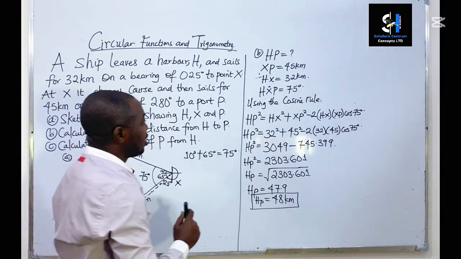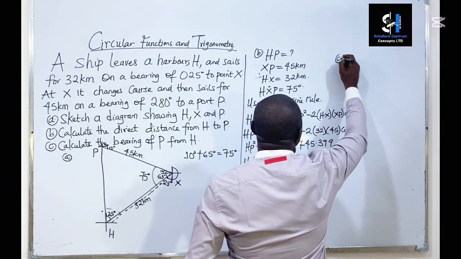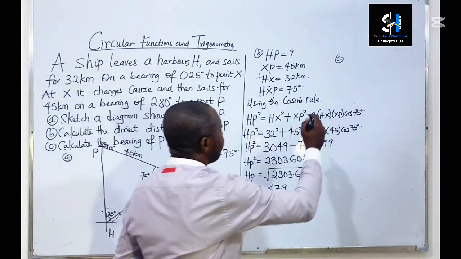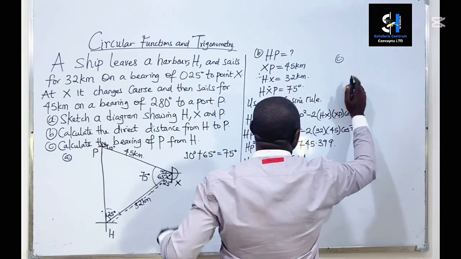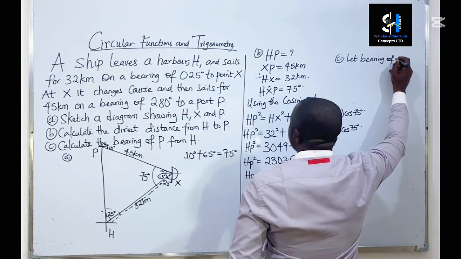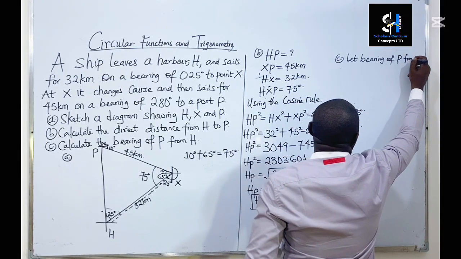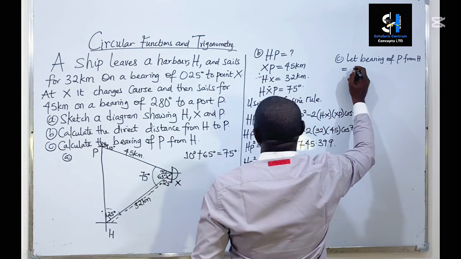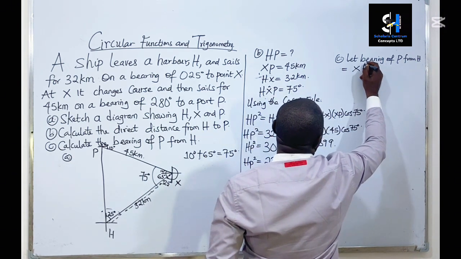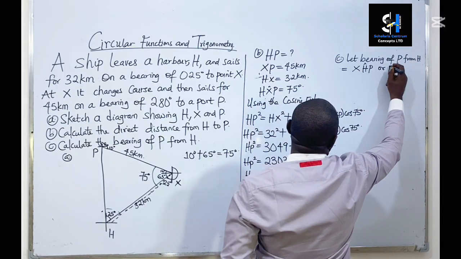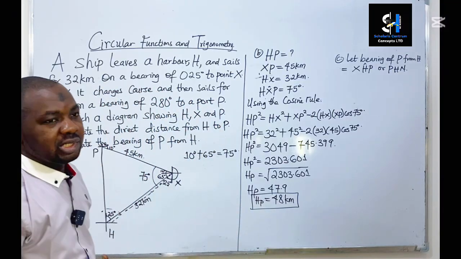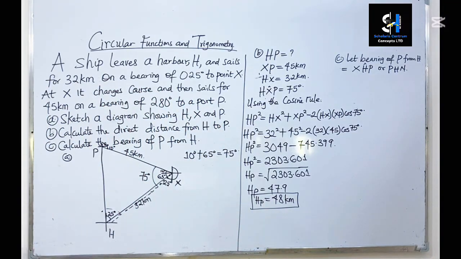So all right, let's calculate. We want to calculate angle XHP. The bearing of P from H equals angle XHP, or we can say PHN, where N is the direction of the north.